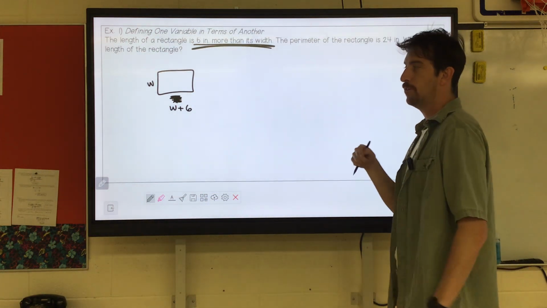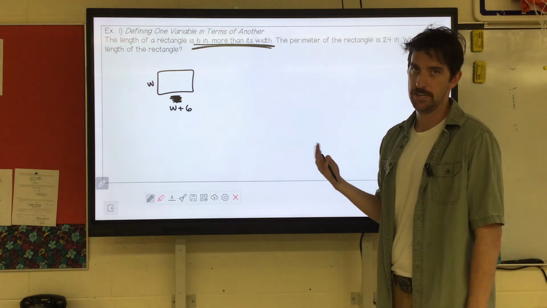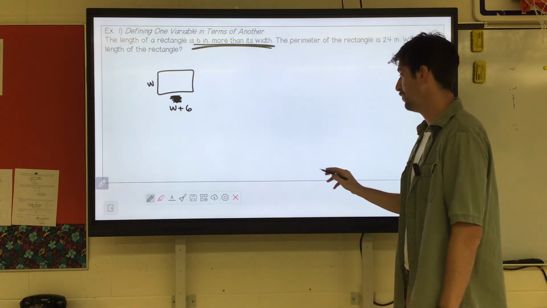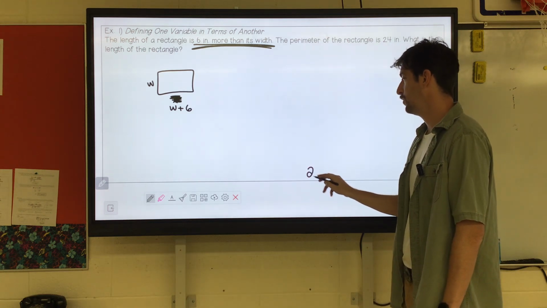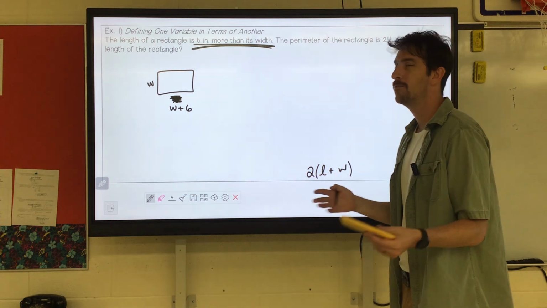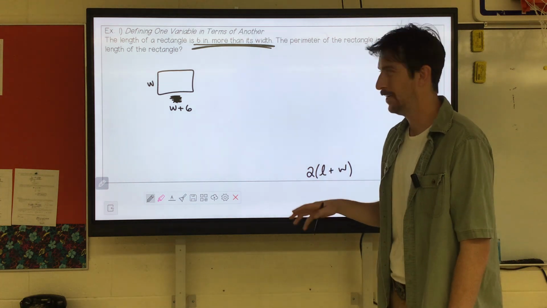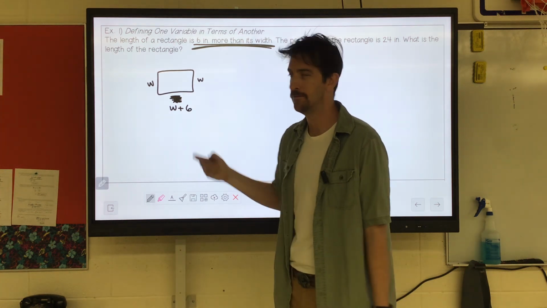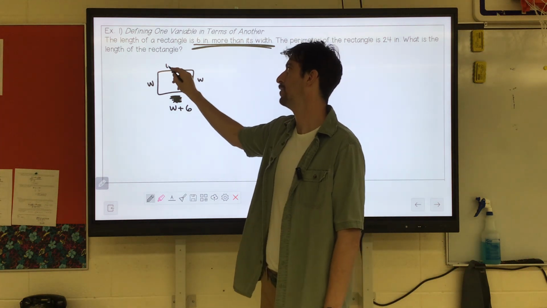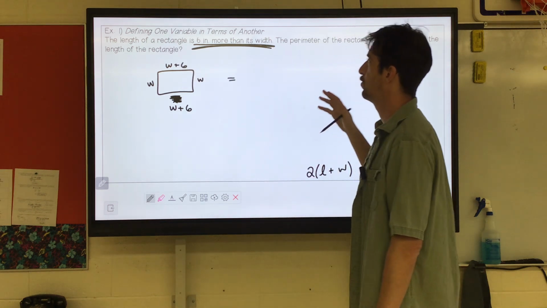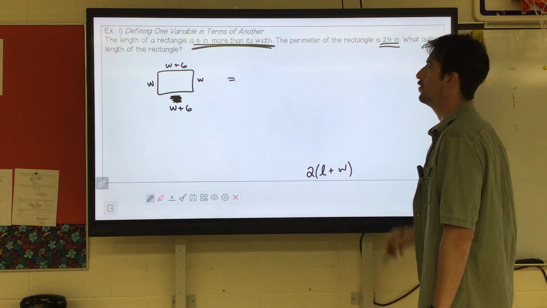Now remember, perimeters, you add up all of the sides. When you're dealing with rectangles, there's a formula where you could say the perimeter is 2 times the length plus width. However, it's almost just easier to add up the 4 sides. If you know the left side is W, the width, that means the right side is W. If you know the bottom is W plus 6, top is W plus 6. We're going to add all these up to get the perimeter of 24 inches.